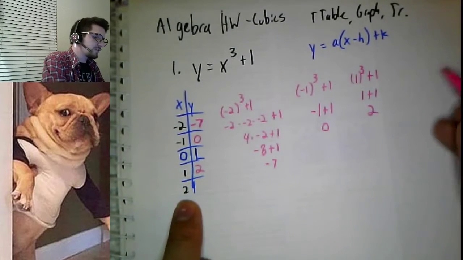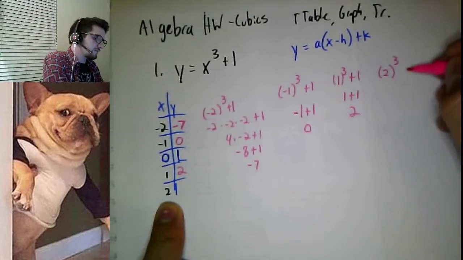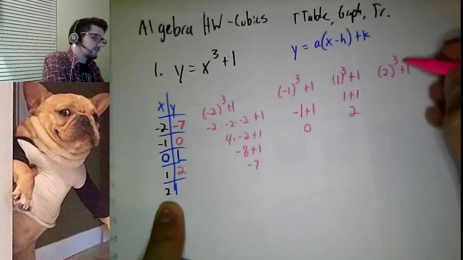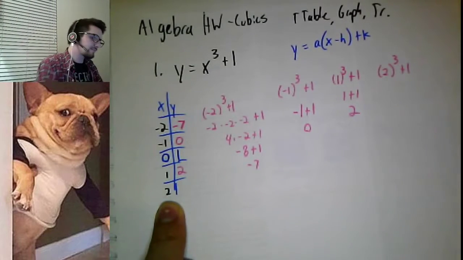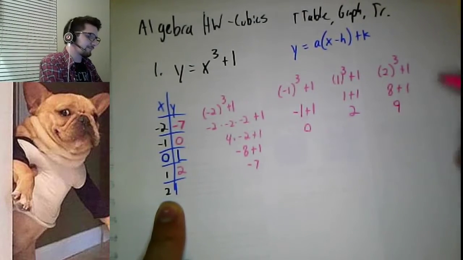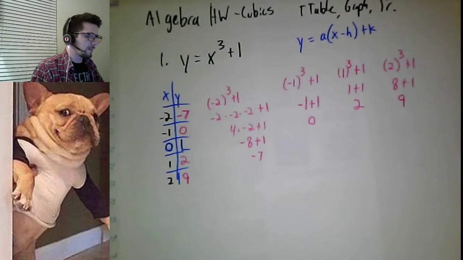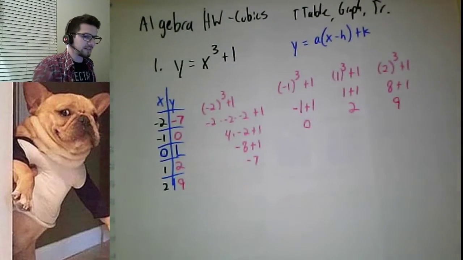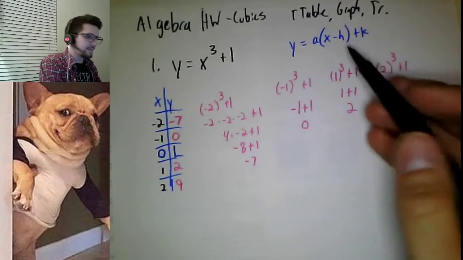And then if I plug in a 2 here, I end up with 2 cubed plus 1. 2 cubed is 2 times 2 times 2. 2 times 2 is 4, 4 times 2 is 8. So this is going to give me 8 plus 1, and that gives me 9. So here are my lovely points. That checks off number 1, the t-table. Now we graph.